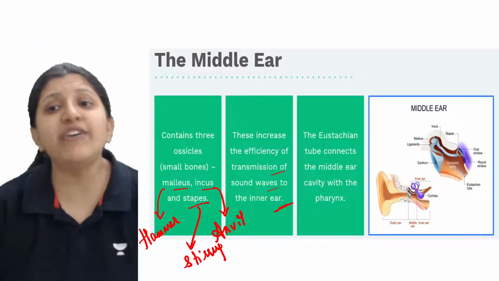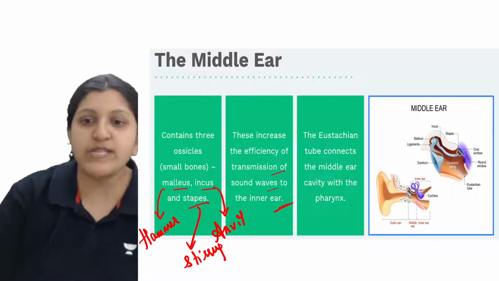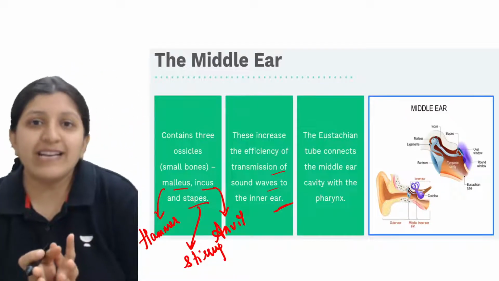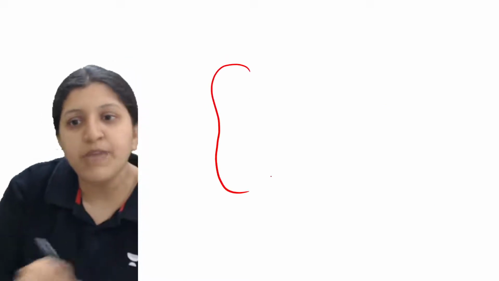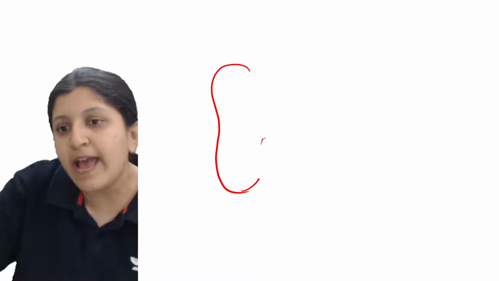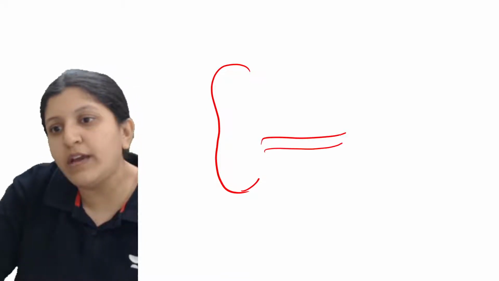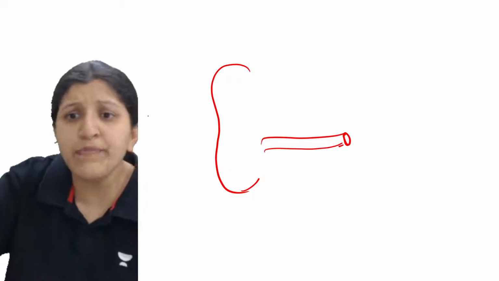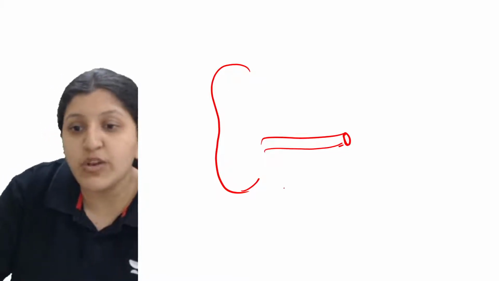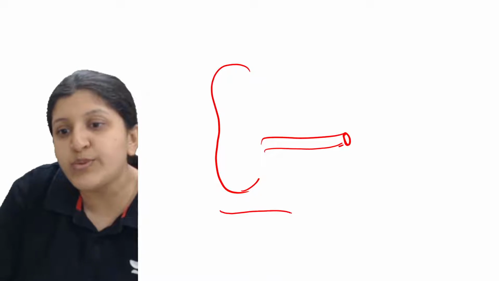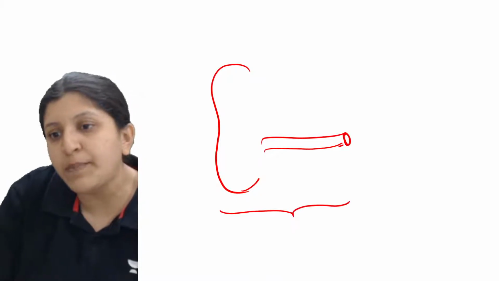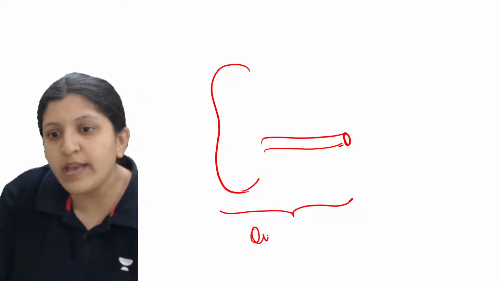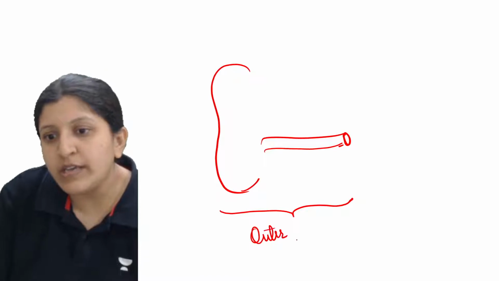They increase the efficiency of transmission of sound waves to the inner ear. What exactly is happening then? Let's have a look at this. I'll just draw the diagram and show you. Now this is the pinna. There is an auditory canal over here. At the end you can find the tympanum. Attached to this tympanum, now this is going to form what? This will form the outer ear part. So this one is the outer ear.